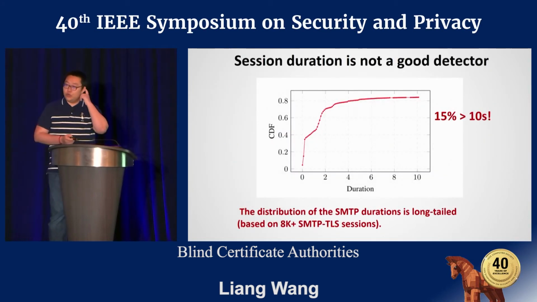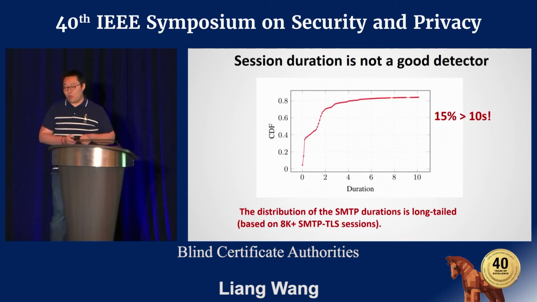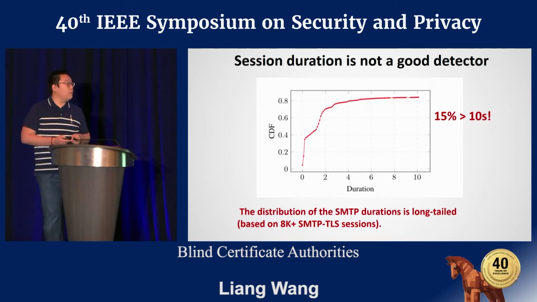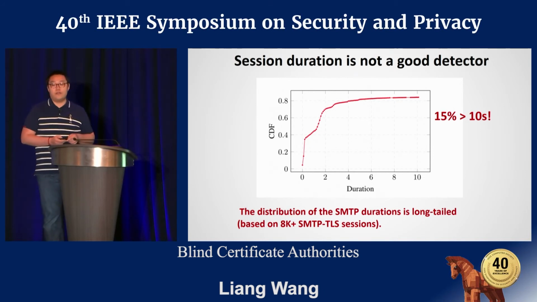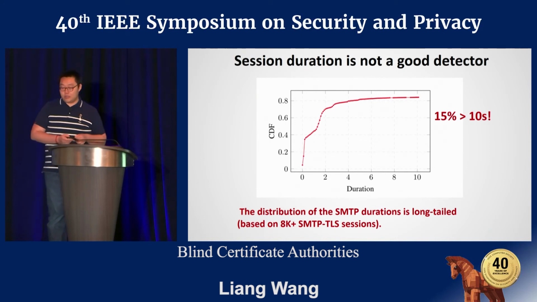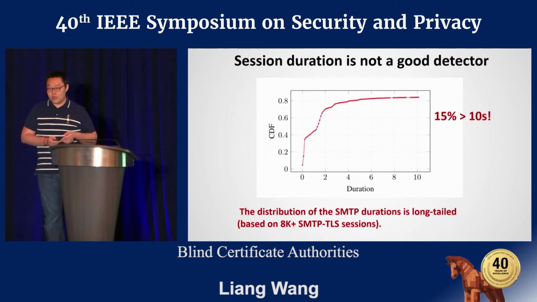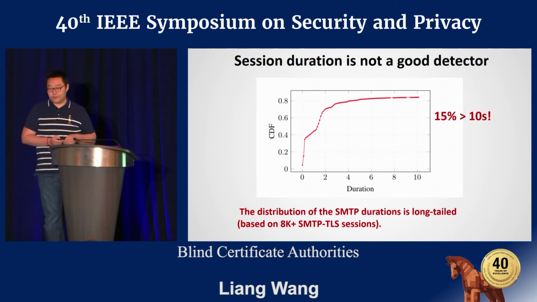So we also considered using the duration of the SMTP session to detect anonymous poll because of the actual overhead. But we analyzed the duration of 8,000 SMTP TLS sessions extracted from real network traces, and we found the distribution of the duration is long-tailed. So actually 15% of the SMTP sessions are longer than 10 seconds, which suggests session duration may not be a reliable detector.